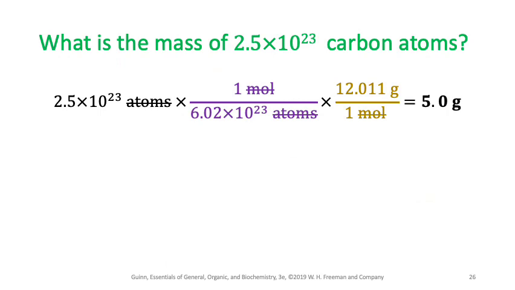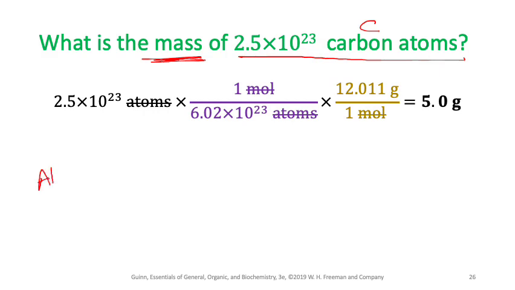Let's do one more problem. It says what's the mass? Now you have to calculate the mass of 2.5 10 to the power 23 carbon atoms. If you have this number of carbon atoms, what's the mass of all the carbon atoms that you have? So let's start again.